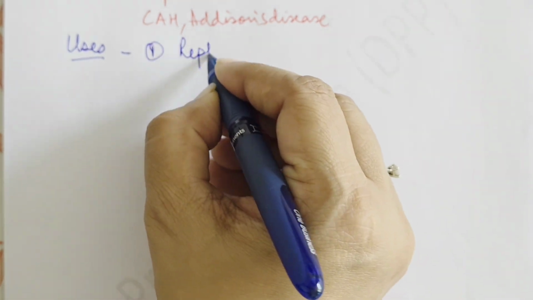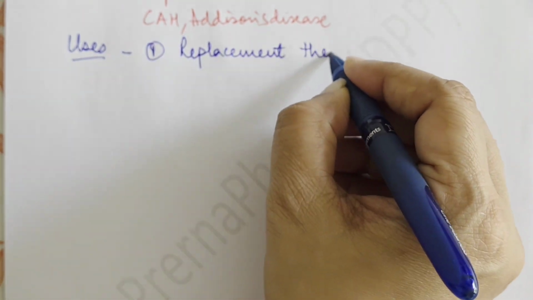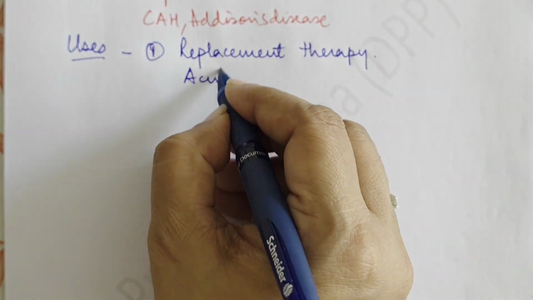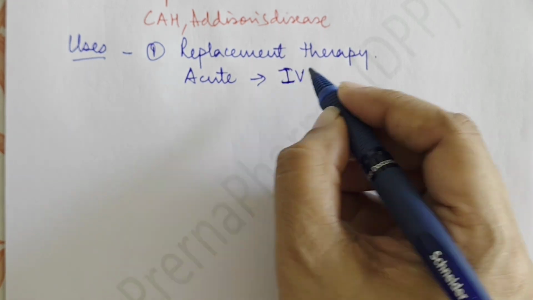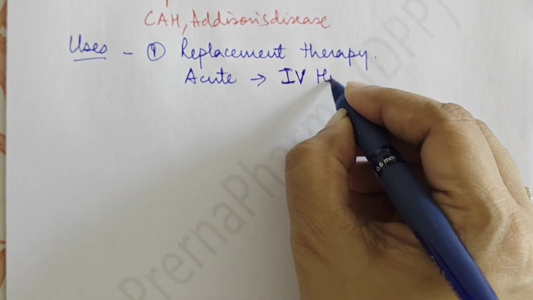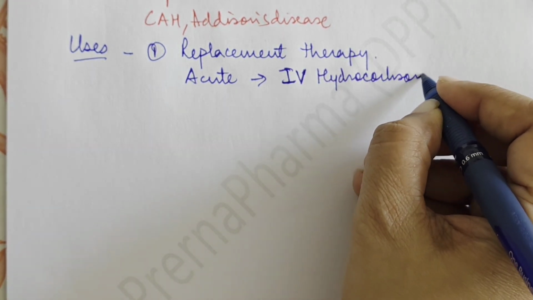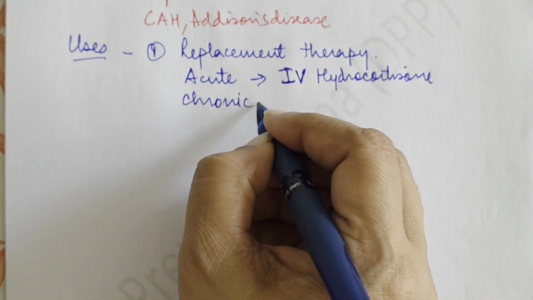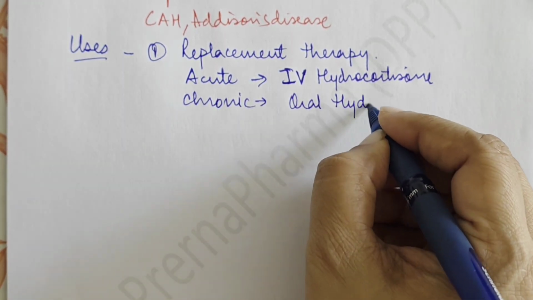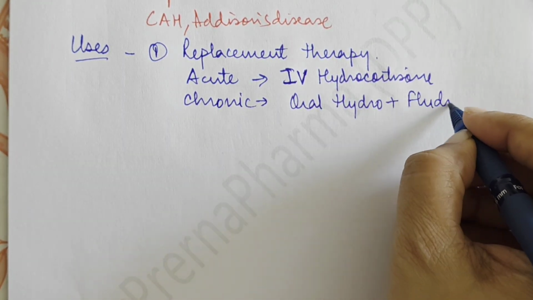So first is replacement therapy. In replacement, we have acute deficiency, acute adrenal mineralocorticoid deficiency and glucocorticoid deficiency. So IV hydrocortisone is the drug of choice. Okay, and if there is a chronic deficiency, then you give oral hydrocort plus fludrocortisone.